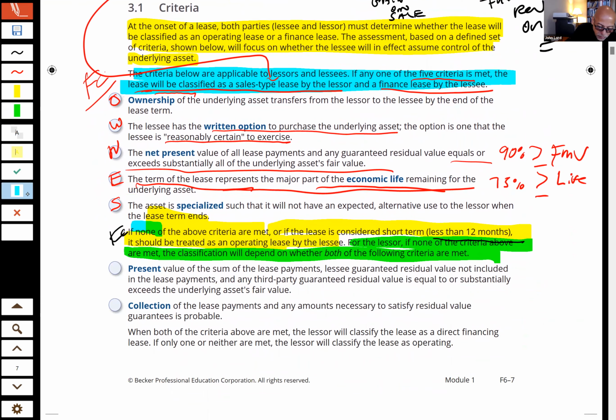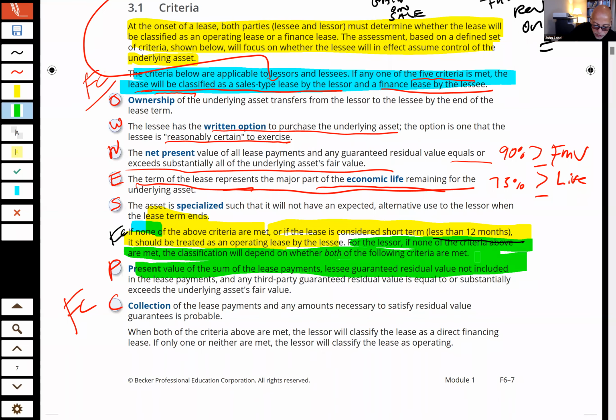And they tell us that what? And this can be PC. We can flashcard this. The present value of the sum of these lease payments, lease guarantee residual value not included in the lease payments, okay? So it would be the sum of the lease payments and any lease guarantee residual value that is not included in the lease payments. In other words, they're saying you'll probably have to cough up a guaranteed residual value at the end of the lease.